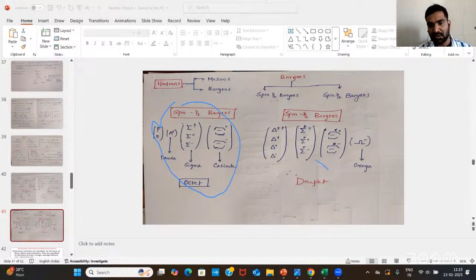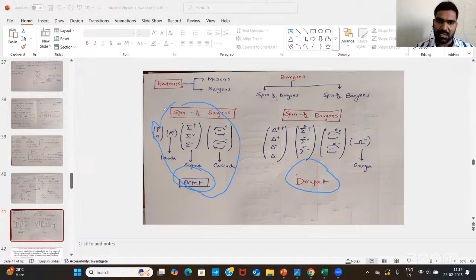Those are 10, that's why we call it a decuplet. And in the spin half baryons we have 8 elements, that is cascade 2, sigma 3, proton, neutron, and lambda. We have 8, that's why we call it an octet. In the mesons also we have 8 elements, which we call an octet only. Please try to remember these spin half baryons, spin 3 by 2 baryons, and mesons, so that you can easily classify all the elementary particles.